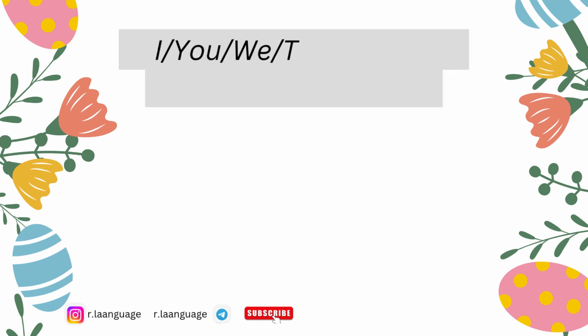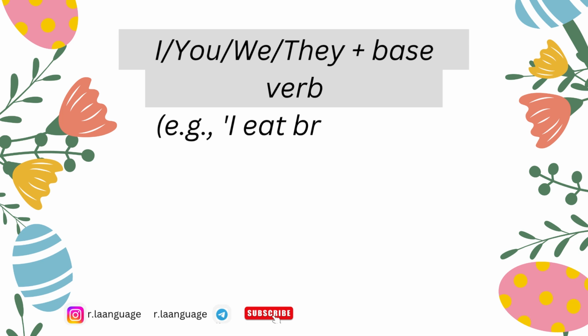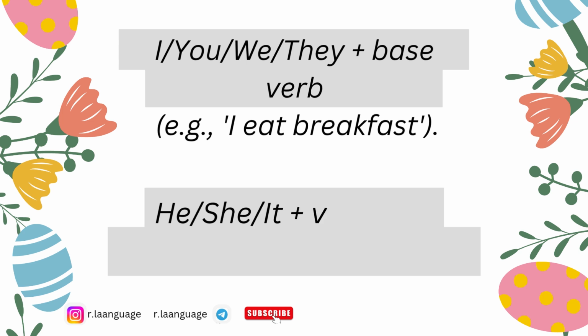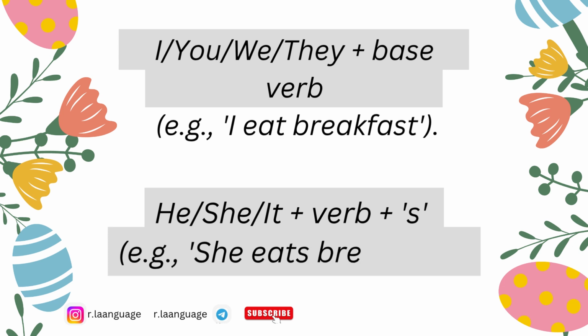Here's the rule. I, you, we, they, plus the base form of the verb. For example, I eat breakfast. He, she, it, plus verb plus s or es, according to the spelling of the verb. For example, she eats breakfast.